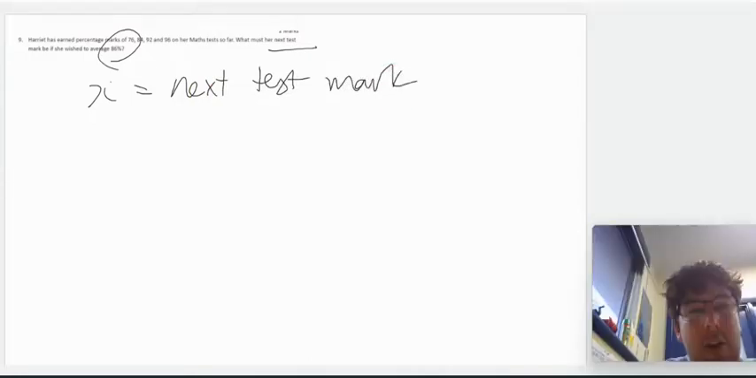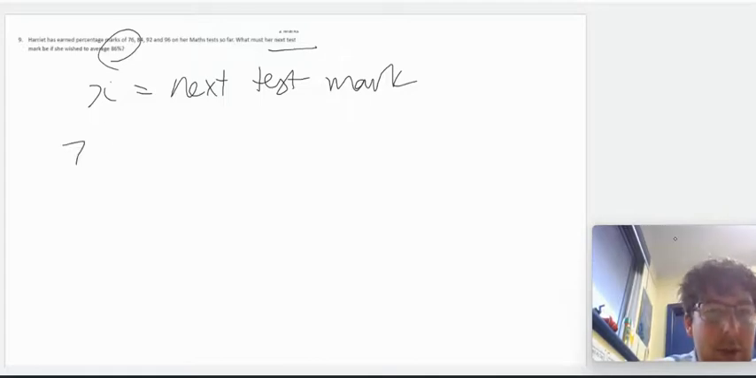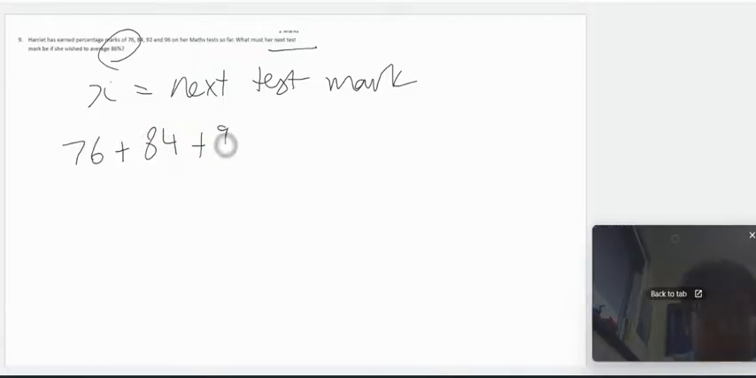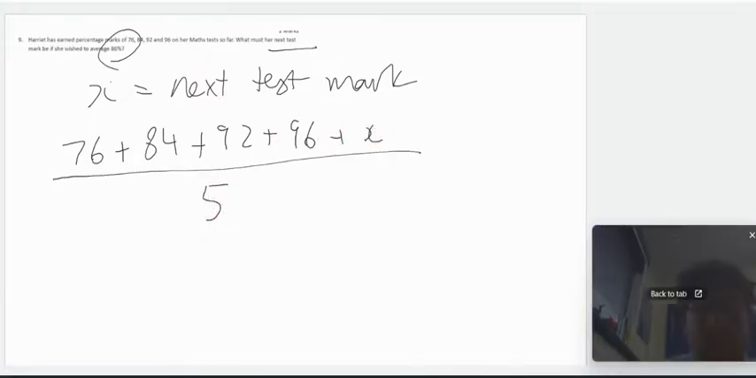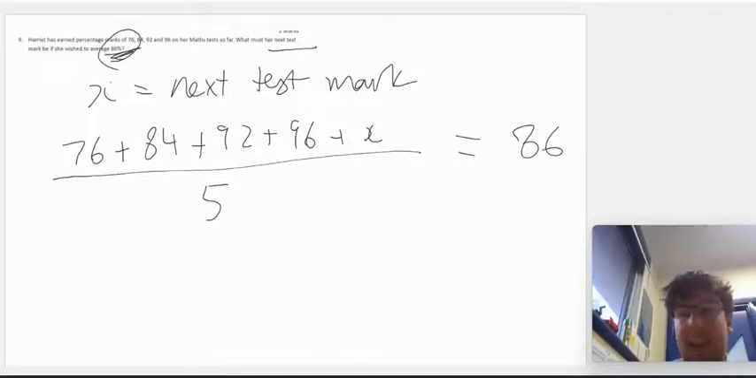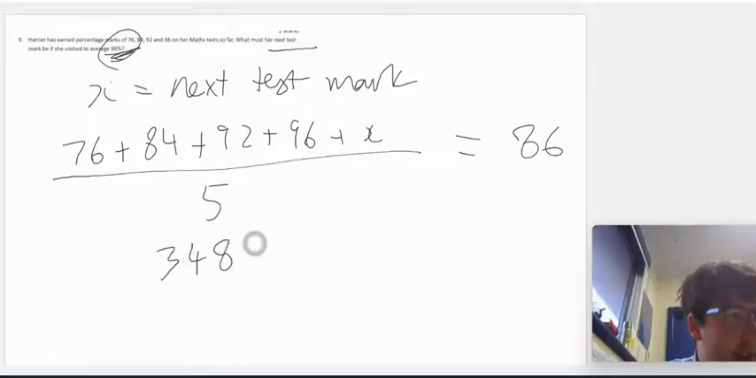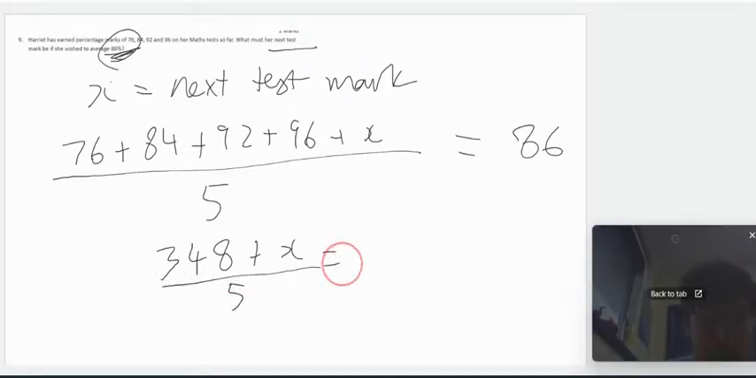All right, and so to work out an average, you get all of the results and add them together, and you divide it by 5, because she's going to have 5 tests, and she wants her average to be 86%. So we add all of them together and let X be the unknown. When you add these together, the answer I prepared earlier is 348. Over 5 equals 86.